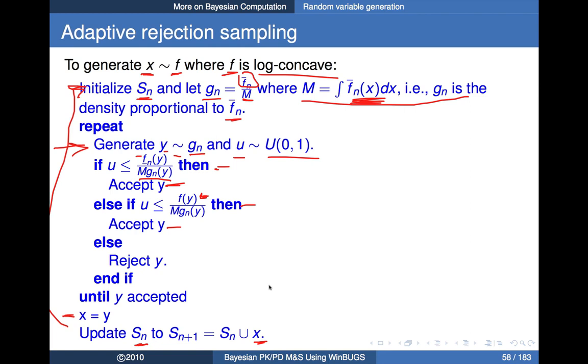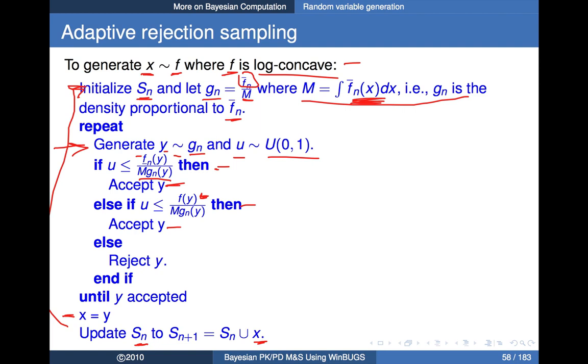So as you move forward, you improve the degree to which your g of n is approximating the true distribution that you're trying to work with. And as you do that, you're more likely to be accepting y in here, and you'll have fewer rejections as you move forward through the algorithm. So that's, in short terms, one of the algorithms that WinBUGS uses, but again, only if WinBUGS can tell that the distribution is log concave.